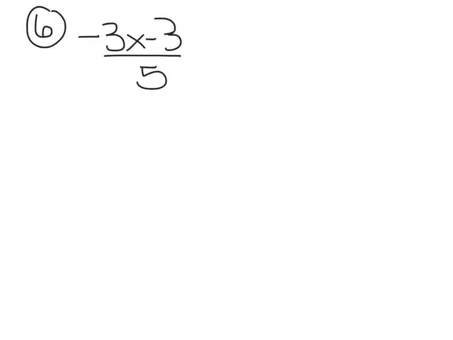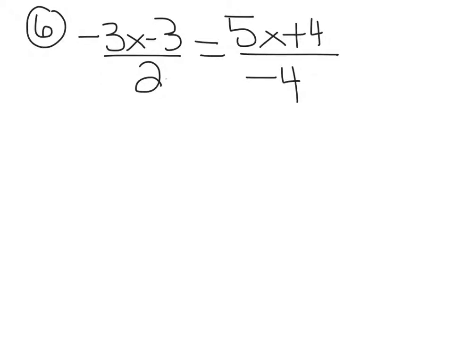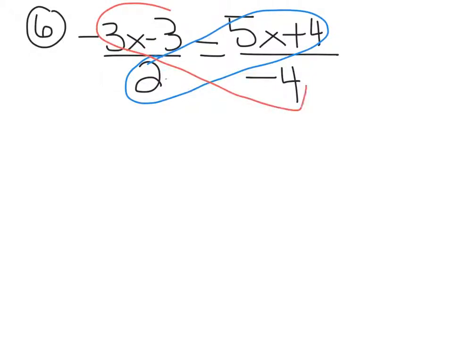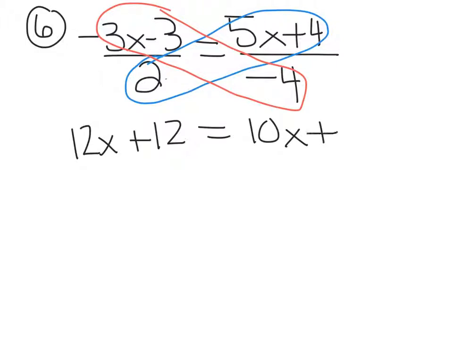Number 6, we're going to solve the proportion. So number 6 says that I have negative 3x minus 3 over 5 over 2 equals my 5x plus 4 over negative 4. So we're going to cross multiply, or use what you guys call the butterfly method, and we're going to multiply across the equation like this. So you're going to get positive 12x, because a negative 4 times a negative 3 makes a positive 12x plus 12. It's going to equal 10x plus 8.